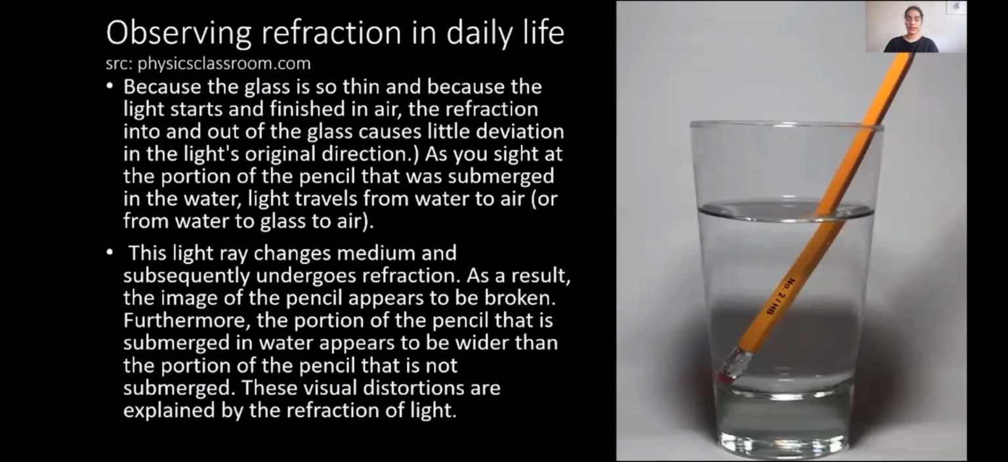And as you see at the portion where the pencil was submerged in water, light travels from water to air, or you can say from water to glass to air. The light ray changes its medium and subsequently undergoes refraction. As a result, you will see that the image will appear to be broken, because the part which is submerged in water will appear to be wider than the part which is not submerged in water. And this visual distortion, this, you see that the pencil appears to be broken. This particular phenomenon is caused by refraction or bending of light.